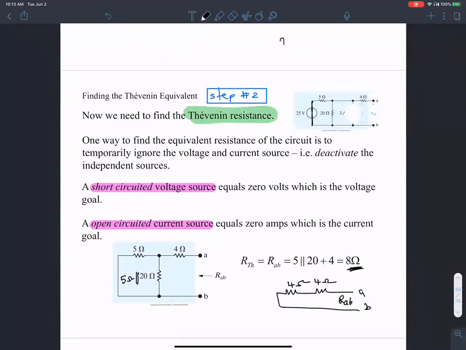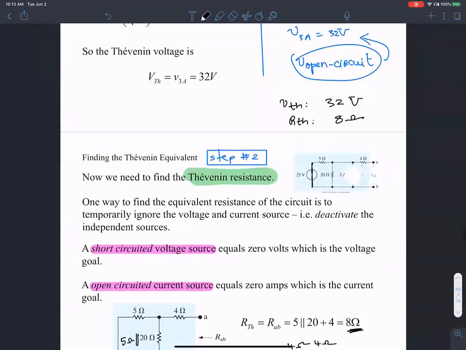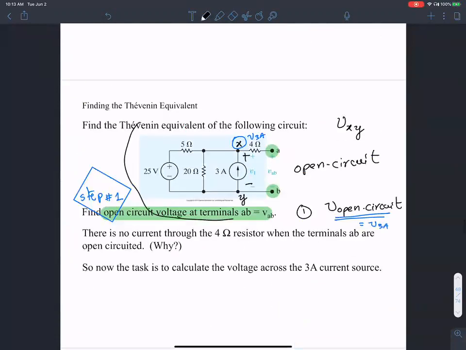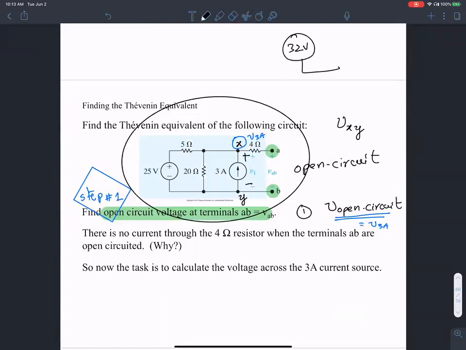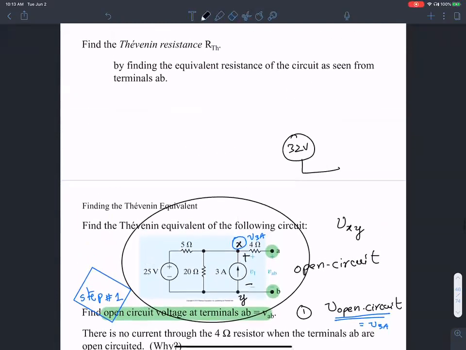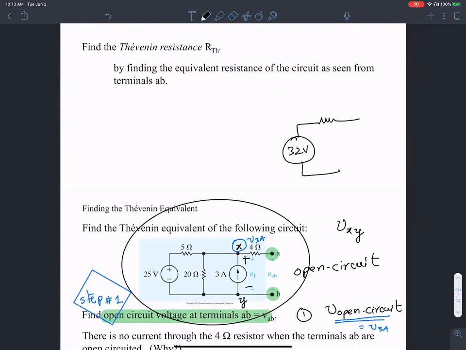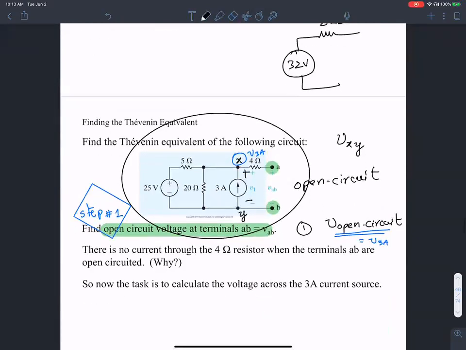Now I have V Thevenin, which is found to be 32 volts, and R Thevenin, which is found to be 8 ohms. Now I can write the Thevenin equivalent of all of this circuit. So all of this circuit is simply equivalent to a 32 volt source in series with a resistance of 8 ohms. So that's the idea of Thevenin equivalent: finding the open circuit voltage and the Thevenin resistance.